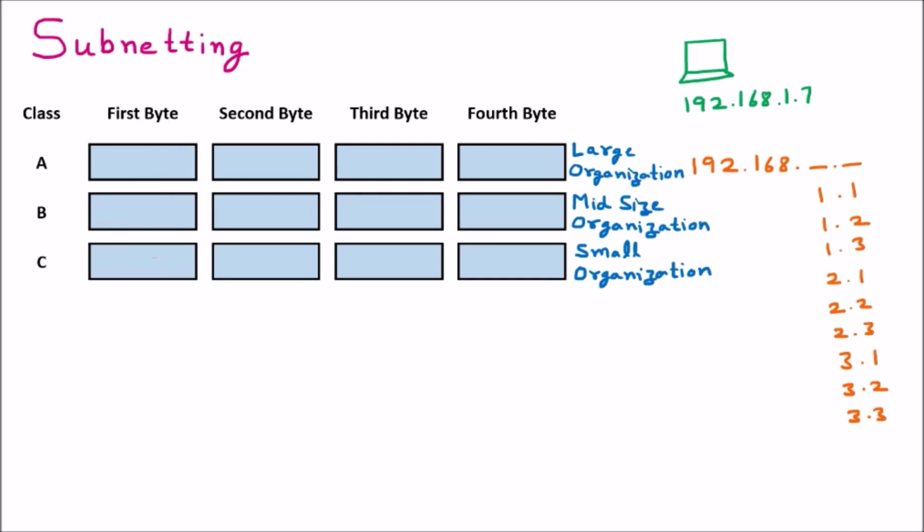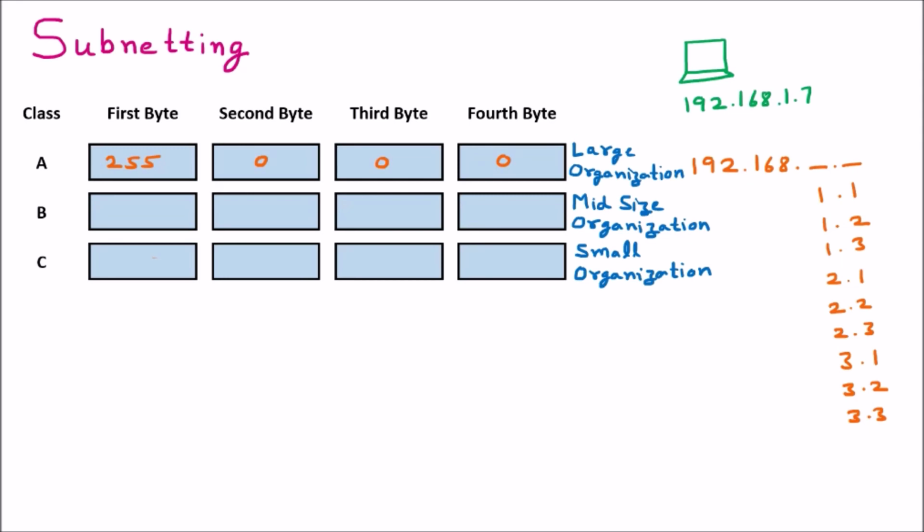So here now we are learning that there are three classes of IPs, A, B and C, which is for large, mid-size and small. We are ignoring the class D and E because that is for the multicast and the reserved purpose. So if I talk about the class A, whenever you are dividing the IP of class A into different parts, then the first byte will be 255 and the remaining bytes will be 0. So 255.0.0.0, that will be the subnet mask.